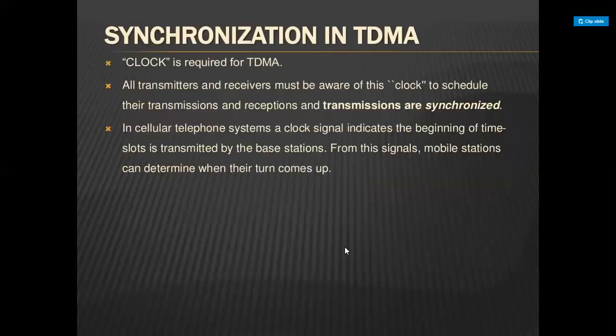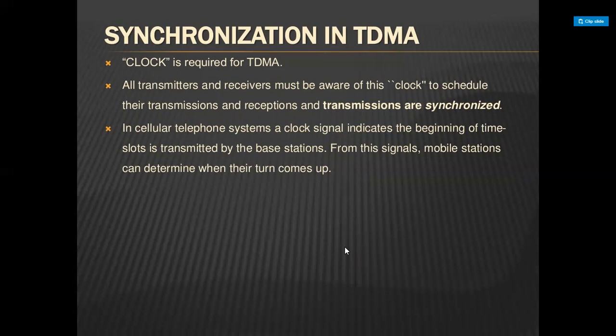Next, TDMA. It divides the radio spectrum into time slots, and in each slot only one user is allocated to either transmit or receive. It shares a single carrier frequency with several users, and the data transmission for users is not continuous. It occurs in bursts, which results in low battery consumption. And a clock is required for TDMA.